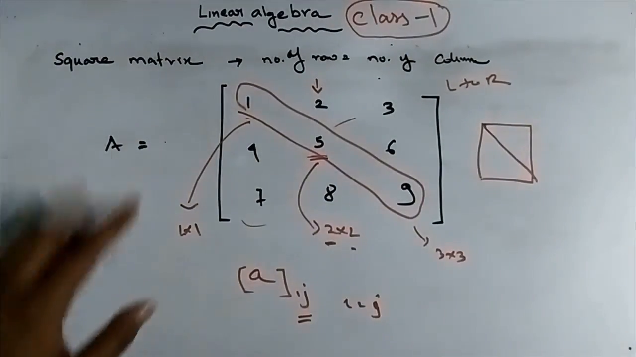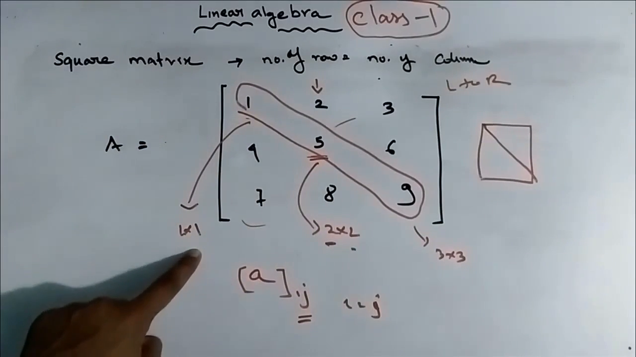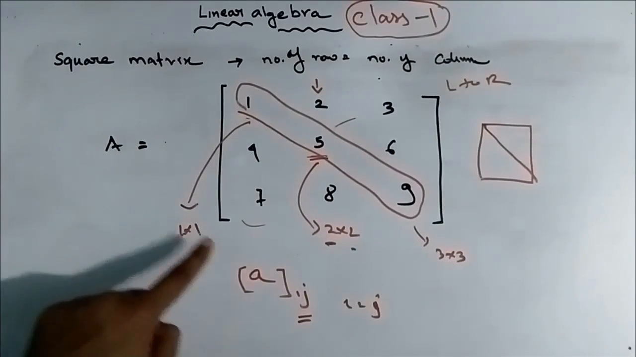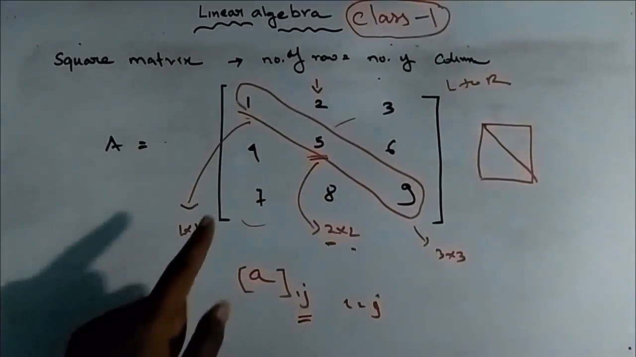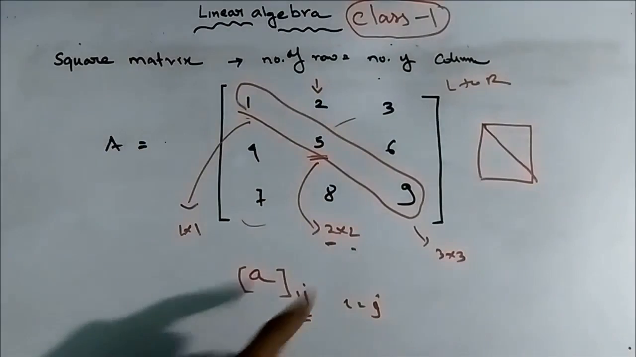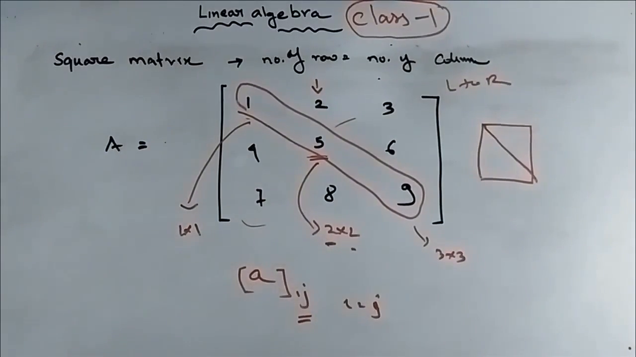So what is a diagonal element? When i equals j, whenever the number of rows is equal to the number of columns in this square matrix, then the element of that particular order is known as the principal diagonal element or diagonal element. Let us learn one more thing, that is principal submatrix.